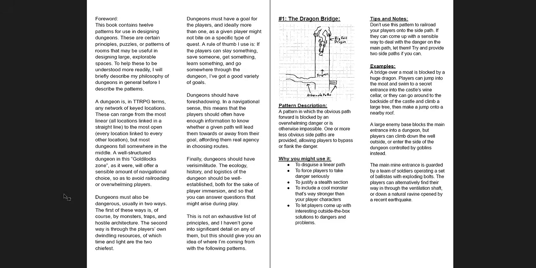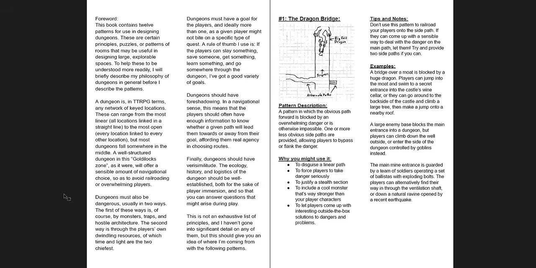So first we have the Dragon Bridge. This is a great pattern, right? It's pretty straightforward. You have a very obvious big bad evil thing blocking your path and blocking the path to obvious progress. And then you have a couple other side paths which are less known, maybe less obvious, and are less directly going to lead to the solution. But they are both options, and the players know that they are both options. And either of them will allow you to bypass or flank the danger, but there will be some problems by choosing either of those.